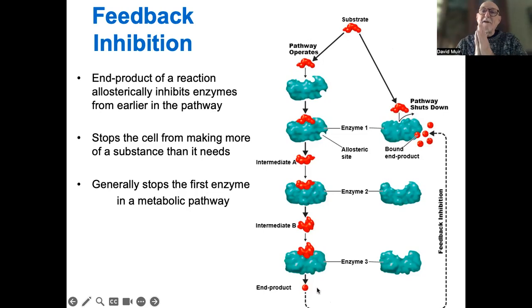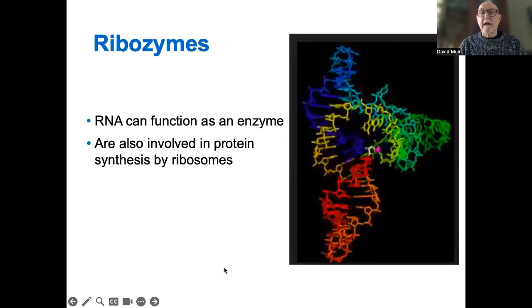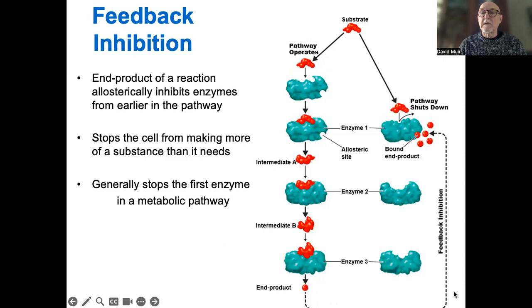So this is a very, very fine-tuned way of controlling the activity of a whole pathway. And it is called feedback inhibition. Feedback because we have an end product. We have an end product, and the end product feeds back to this enzyme here. Okay, it feeds back to this enzyme.